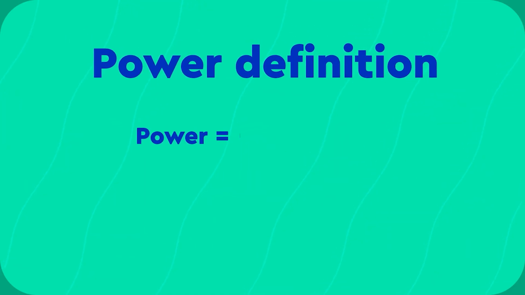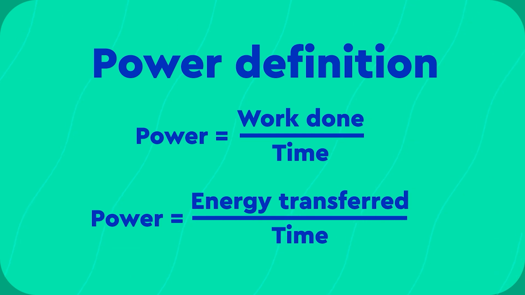Either power equals work done over time, or power equals energy transferred over time. Energy transferred or work done should be in joules and time should be in seconds. Let's try an example question.